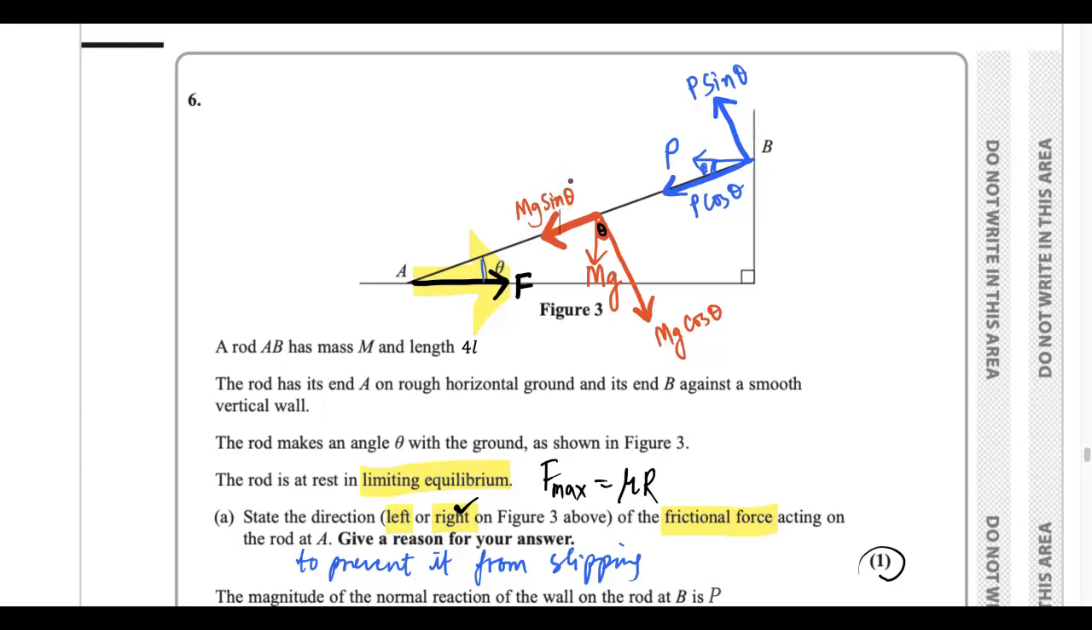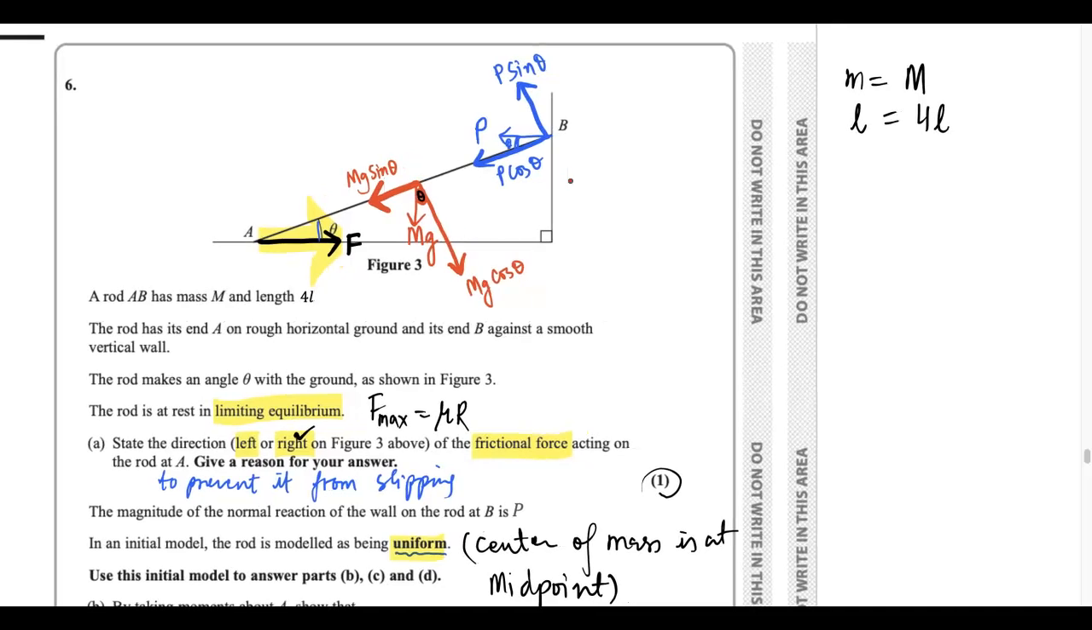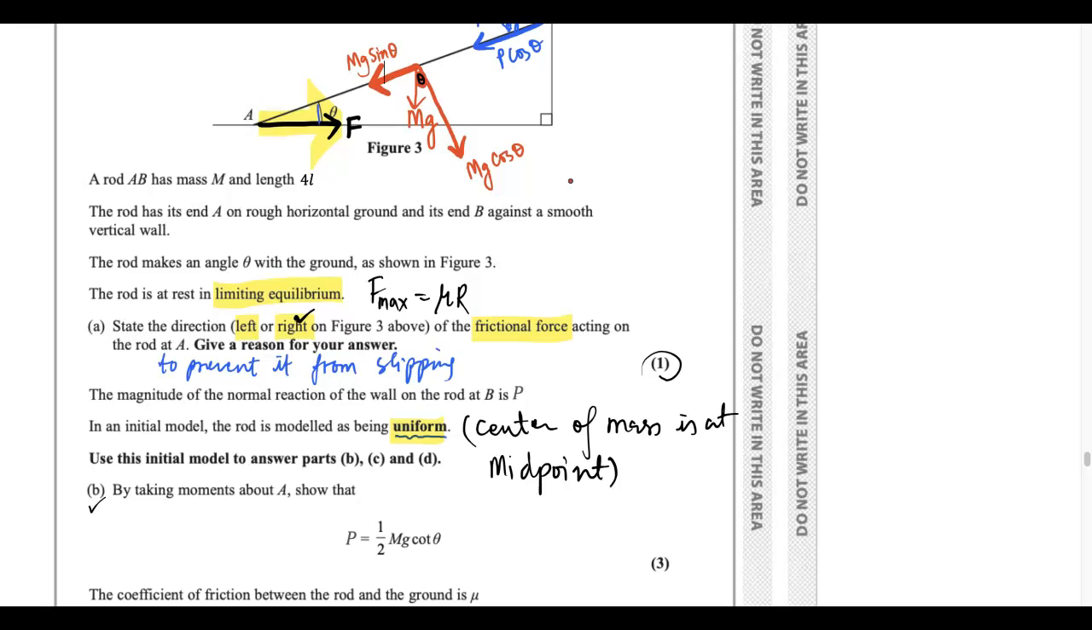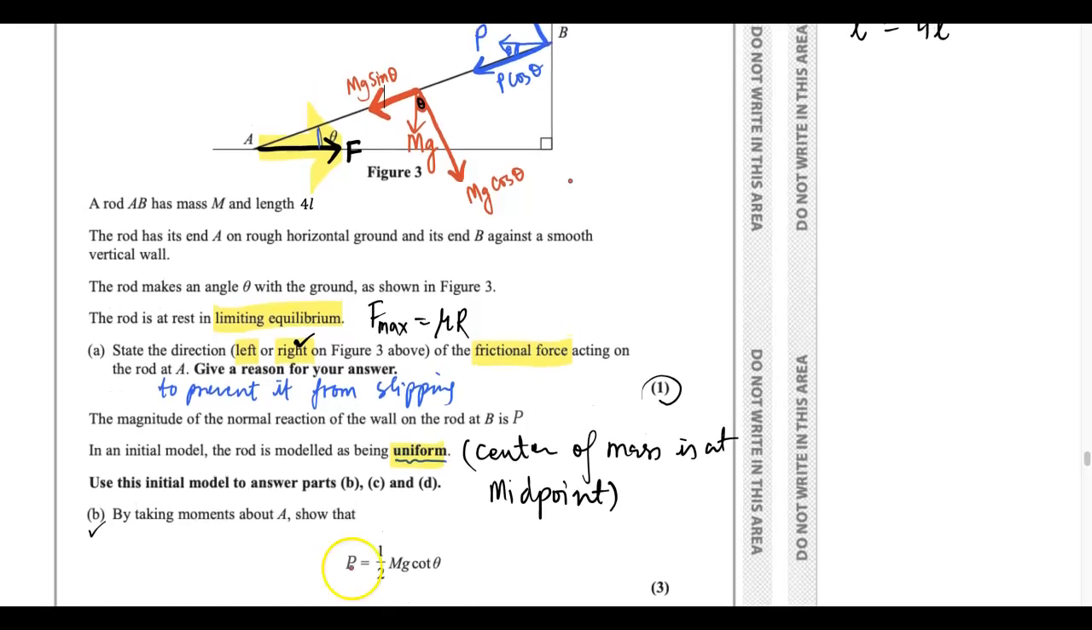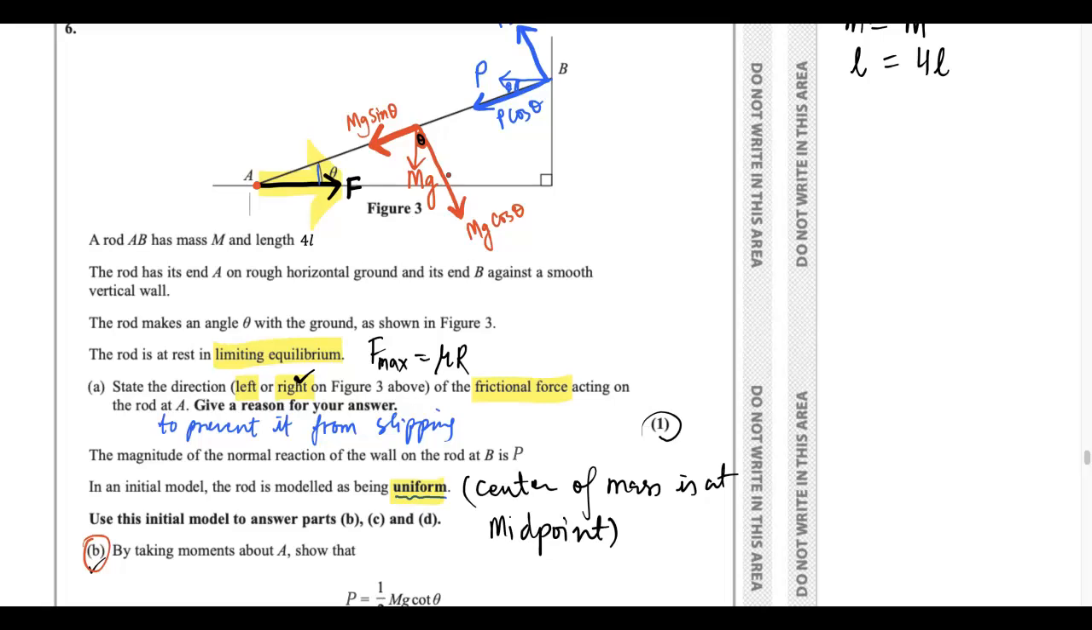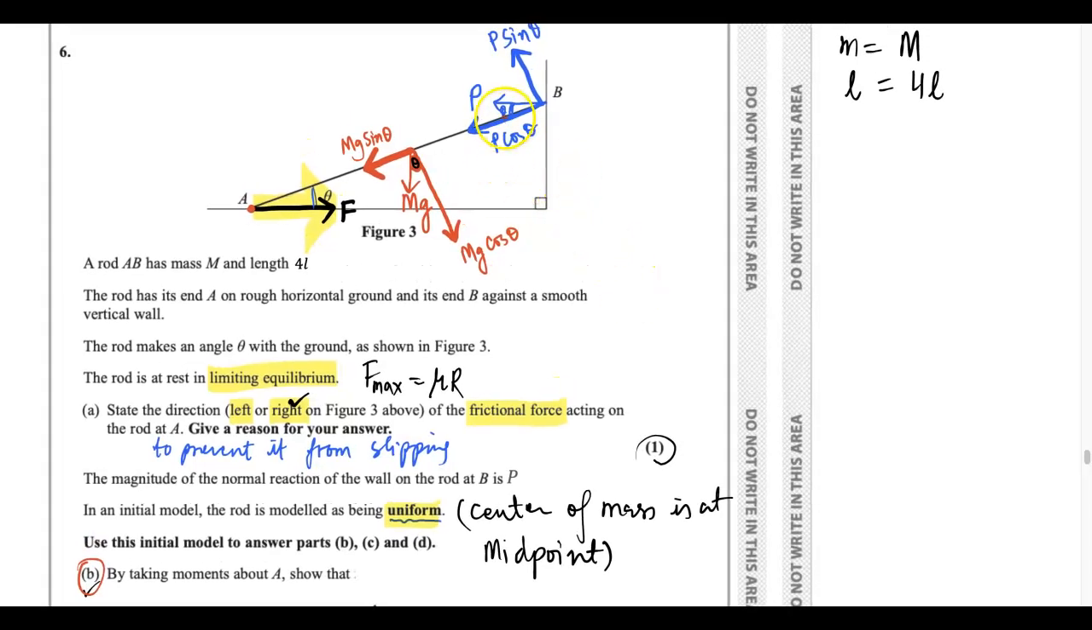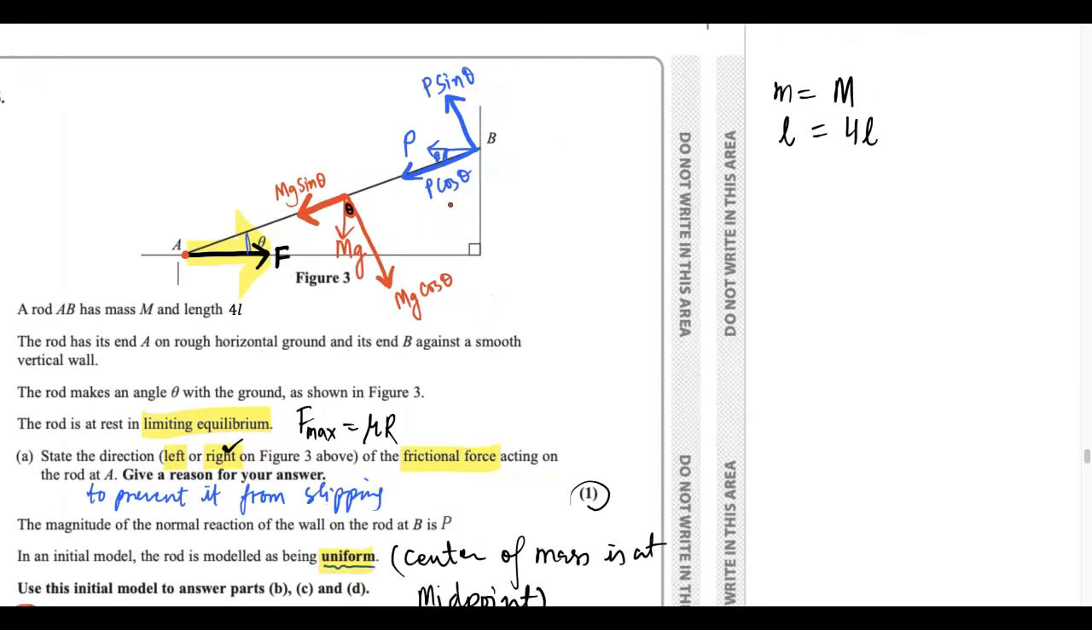Now let's resolve. We have to think of P. So this is what is acting at the moment, and the question says to take moments about A. By taking moments about A, any force acting at point A, like F, wouldn't be significant. We have just two forces, P and mg. So let's continue with that.